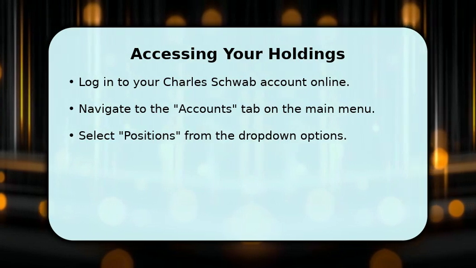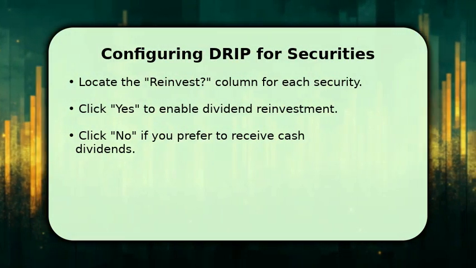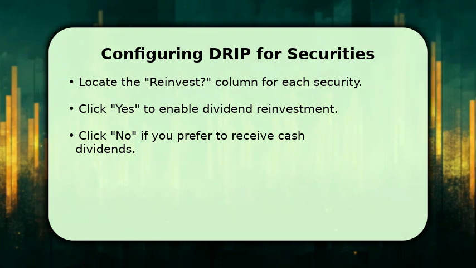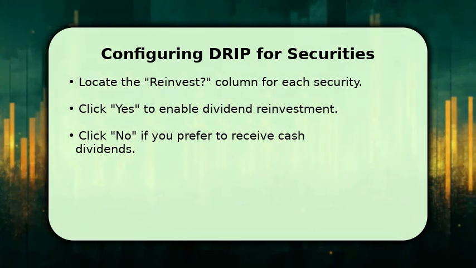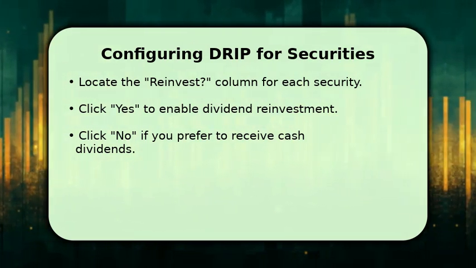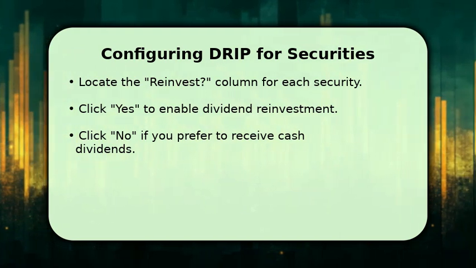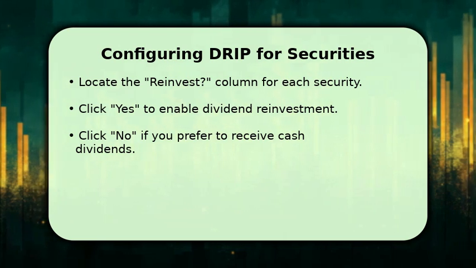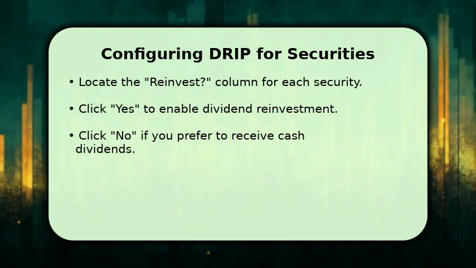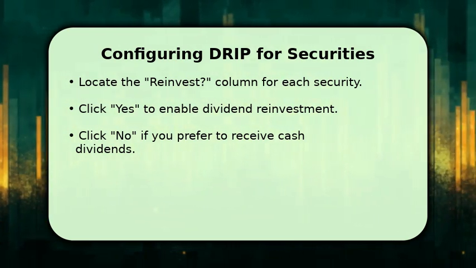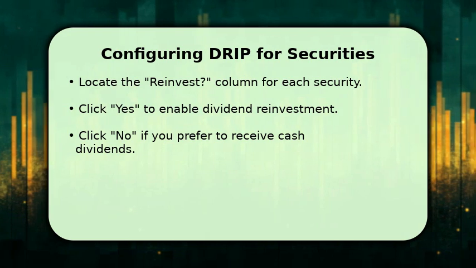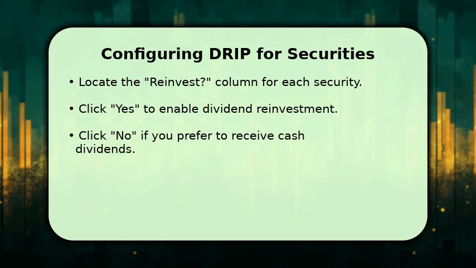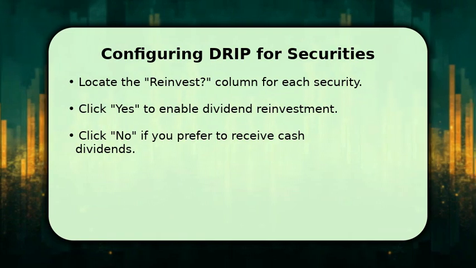for each security. On your Positions page, look for a column labeled Reinvest. If you do not see it, click the small gear icon above the table to enable this column. For each eligible security, you will see either Yes or No in this column. Simply click on the current status to toggle it. Selecting Yes will automatically reinvest your dividends into more shares of that specific security.